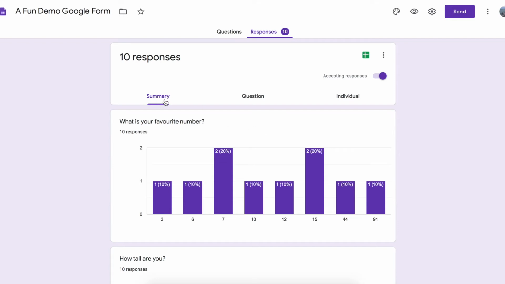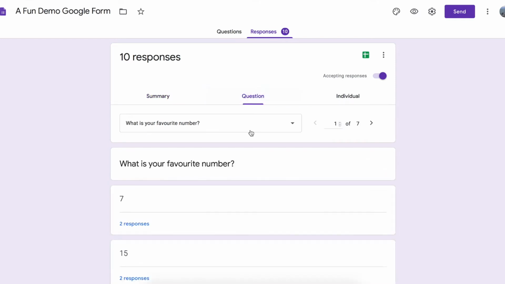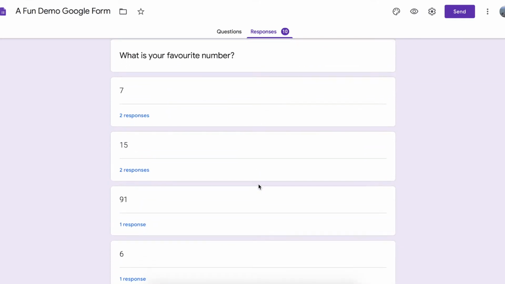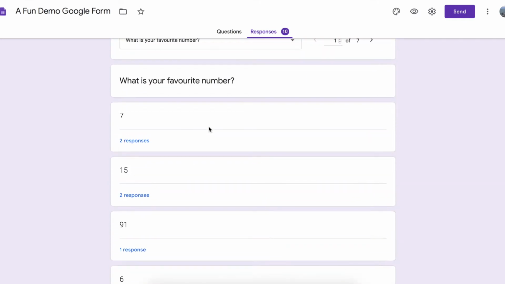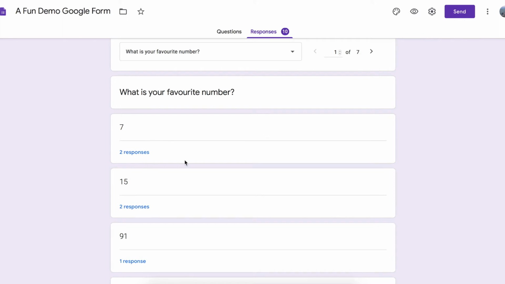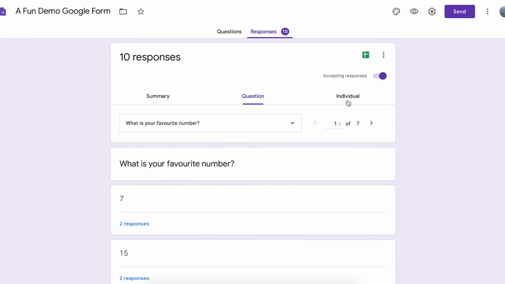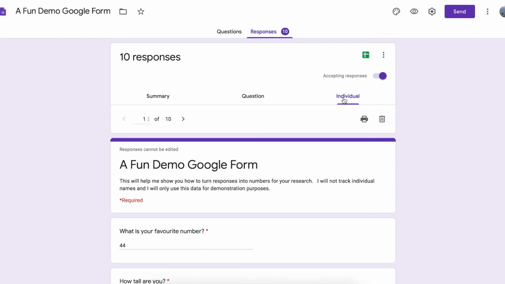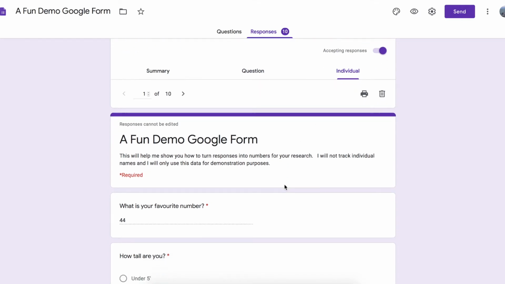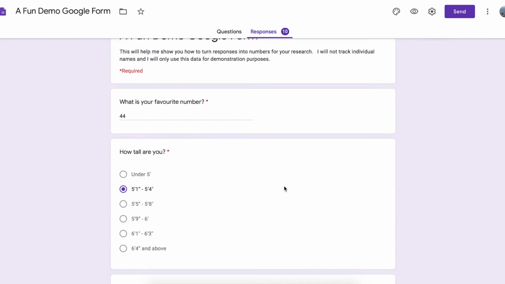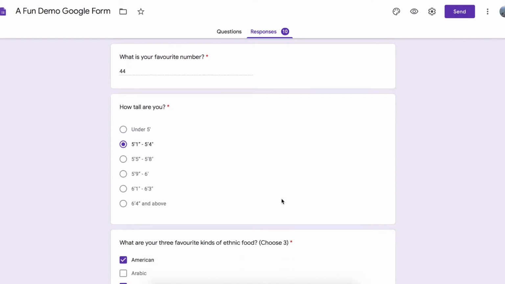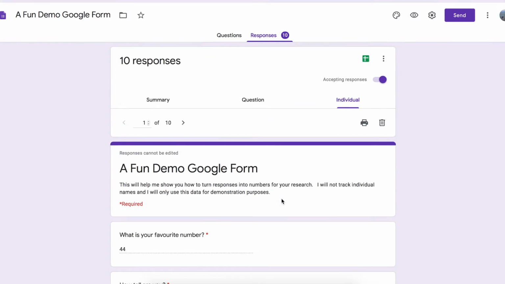We have our summary data here, which takes all of the answers together and gives us a total. We have individual questions, so we can look at each question individually and see how many people responded to what. 2 people out of 10 like the number 7. Great. The other thing we can do is we can go to individual responses. And so now we're looking at response by person. So the first person to do this said their favorite number was 44. They're between 5.1 and 5.4, and so on.